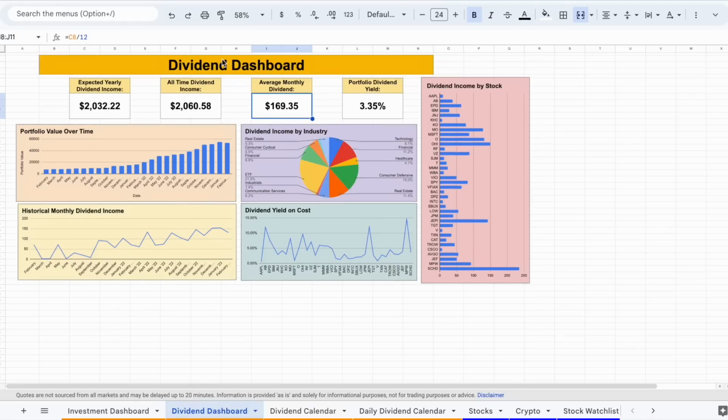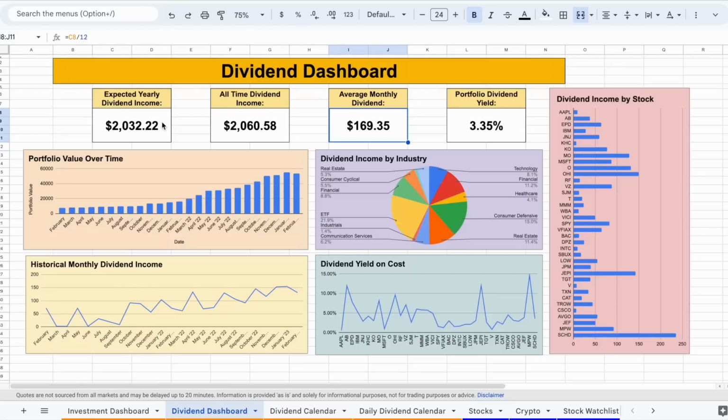And we can see because of this move that I just made into my dividend portfolio, my expected yearly dividend income is now officially over $2,000. So that's definitely a major milestone. Average monthly dividends closer to $170. And my portfolio dividend yield, although it's dropped a little bit over the last few months because of some reallocation I've been doing in my portfolio, it's sitting at around 3.35%.